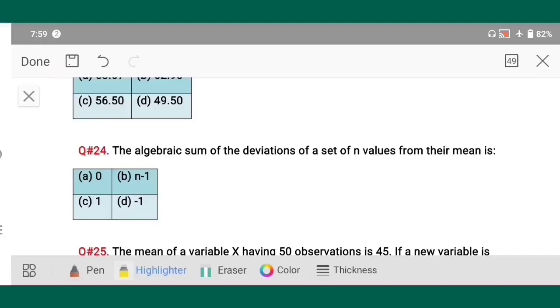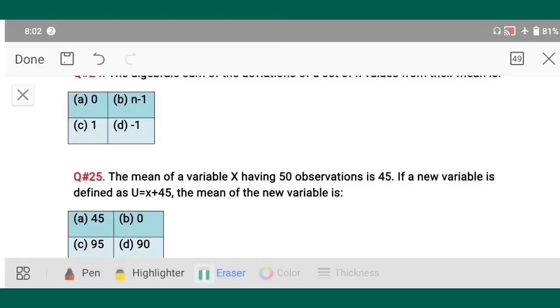the options are 0, n minus 1, 1, minus 1. So as we know that sum of deviations of observations from their mean is always equal to 0. So if the n values are any amount of values, the sum must be equal to 0 in all cases. So our correct option is 0.